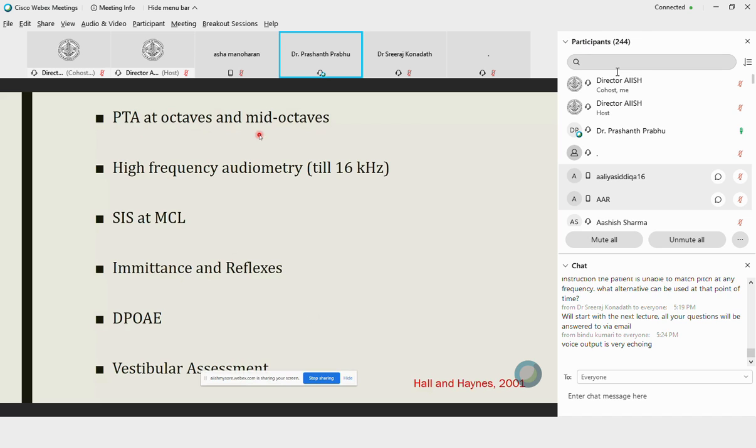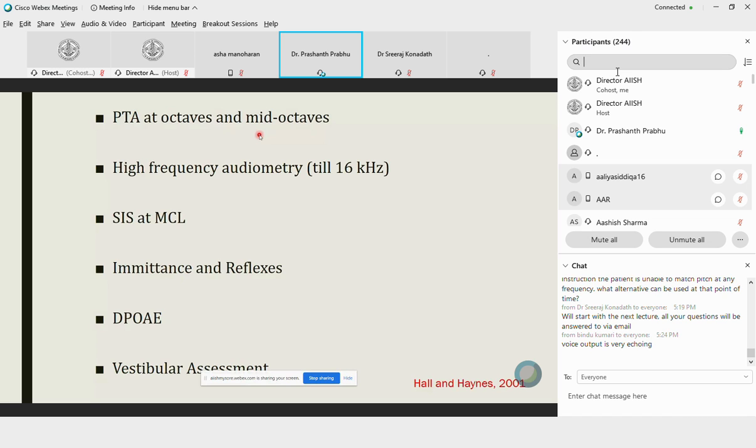What I mean by ascending method: always start from a very low intensity and keep increasing the intensity, because if you suddenly give maybe around 60 dB, which is normal for most people, they may find it very annoying, maybe at their UCL. So don't give that. What is also recommended is doing a loudness discomfort level, that is UCL, at pure tones. We do UCL for speech stimuli, but we can also do UCL for pure tones at octaves and mid octaves.